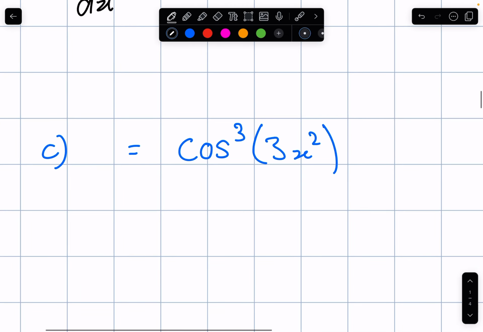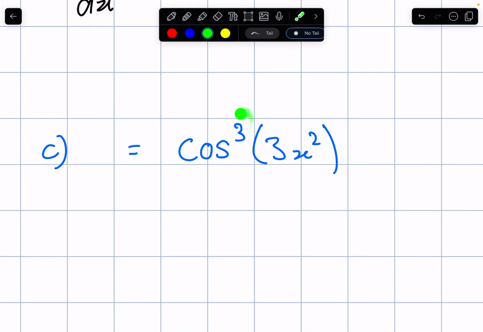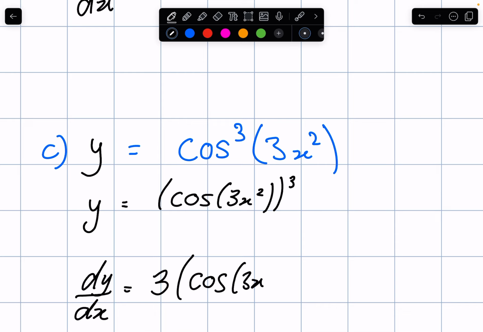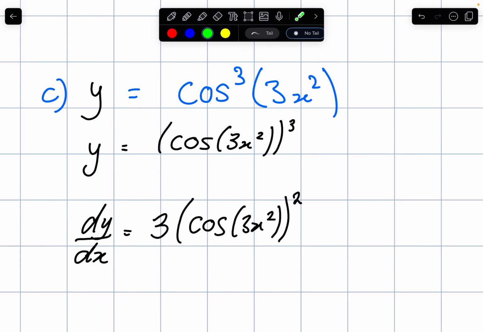Another example, so just a reminder of notation, this cubed in between the cos and the 3x squared just means my whole function is cubed, so y equals cos of 3x squared, all in brackets cubed, which means I can apply my chain rule. So 3 will come out the front in my derivative, so dy by dx, 3 comes out the front. I rewrite all of the inside, so cos of 3x squared, and then I drop my power by 1, to the power of 2. But I'm not quite done yet. I need to multiply by the derivative of the inside of my cube, which is cos of 3x squared.